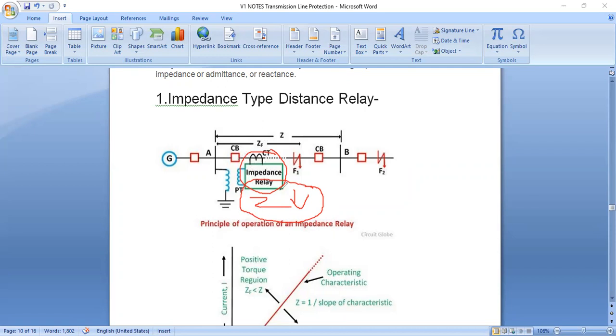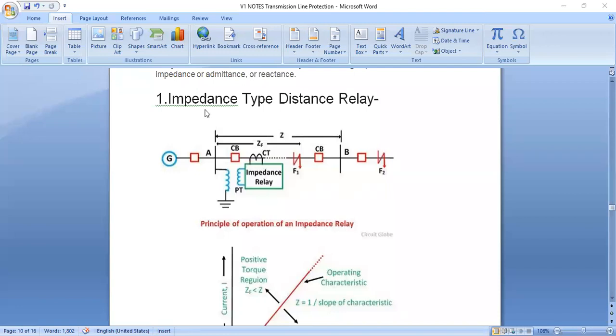The impedance relay continuously monitors the line current and voltage through the CT and PT respectively. If the ratio of voltage and current is less than the setting, the relay starts operating. So what is the principle of operation for this impedance relay?